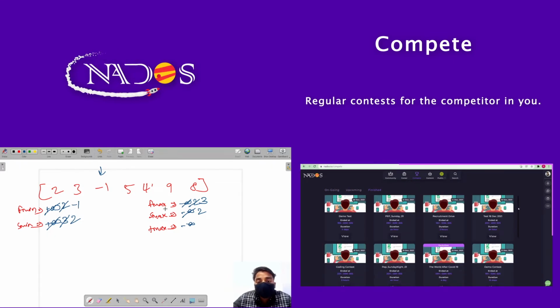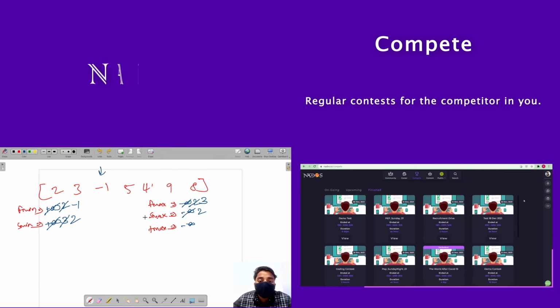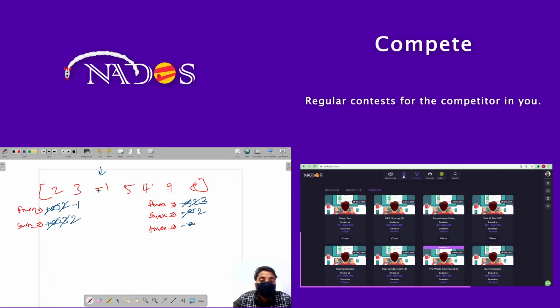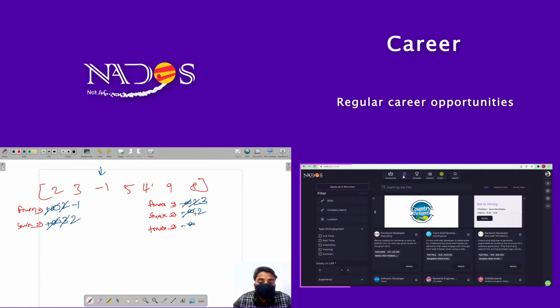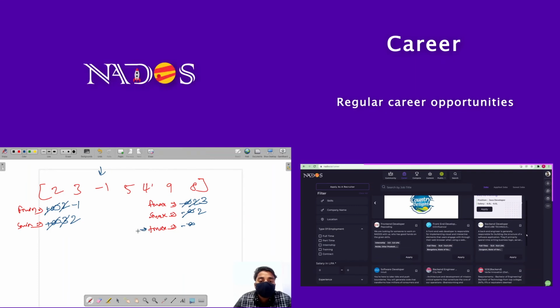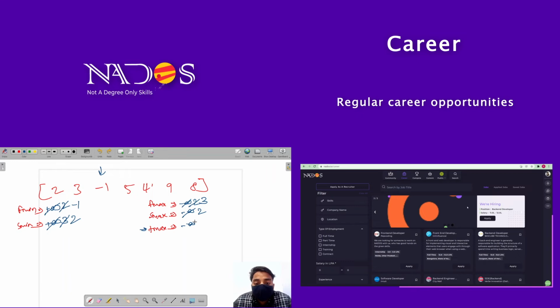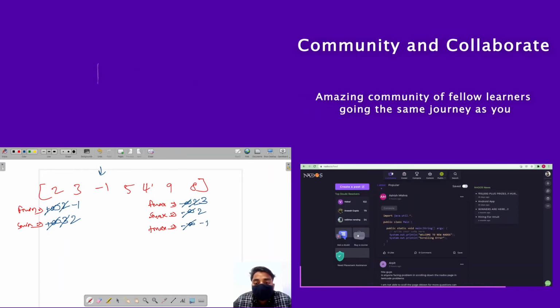Now we will check for the first max. -1 is not greater than first max. Now we will check for the second max. -1 is not greater than second max. Now we will check for the third max. Here -1 is greater than -infinity. So we need to update this third max by -1.